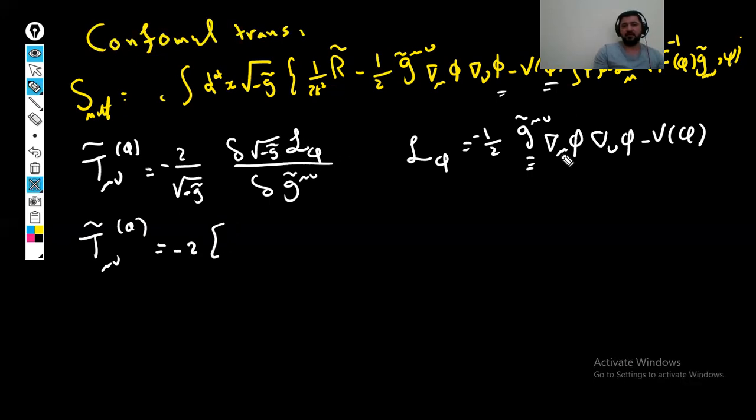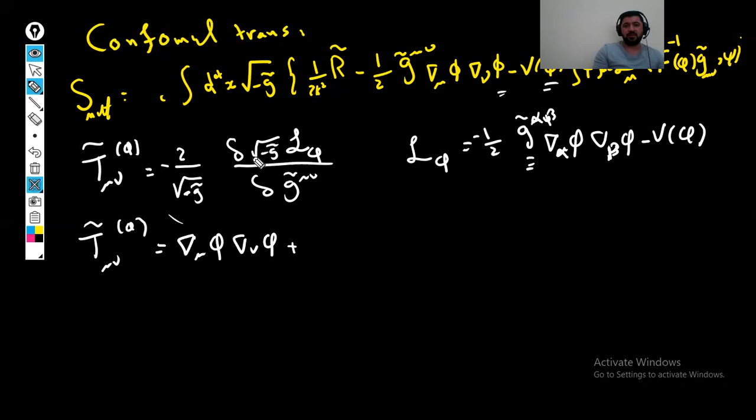The variation of L_φ with respect to g^{μν}: for the first term we have minus 1 over 2, ∇_μ φ ∇_ν φ, and we have the Kronecker delta. Just to avoid confusion, let's call these indices alpha beta, because they are dummy indices. The variation of g^{αβ} with respect to g^{μν} gives delta^{αβ}_{μν}. So we have negative 2 times negative 1 over 2, and the result will be only ∇_μ φ ∇_ν φ. And here we have nothing.